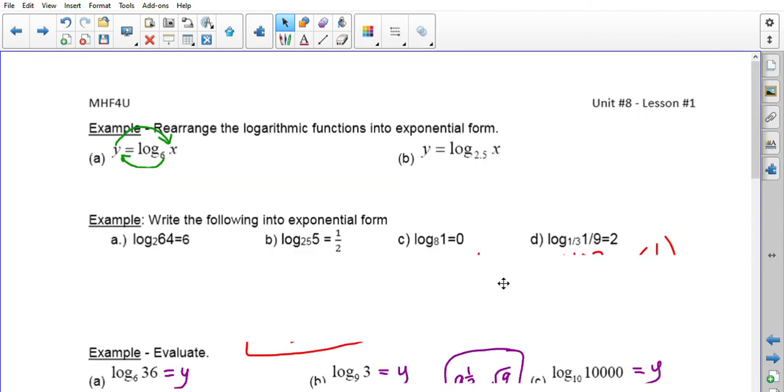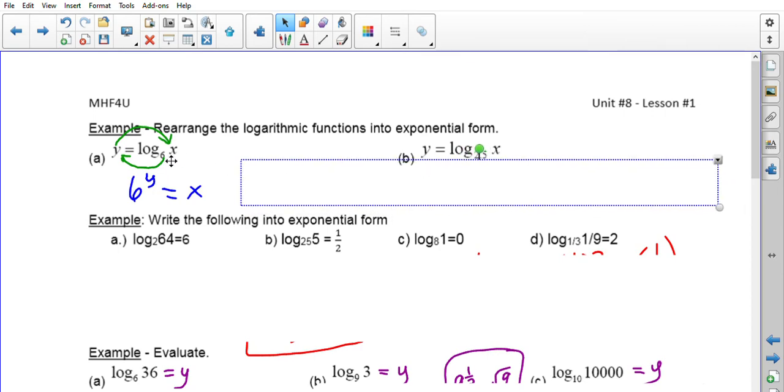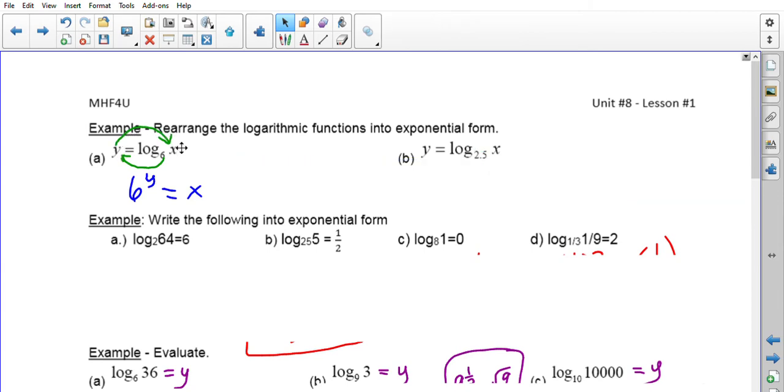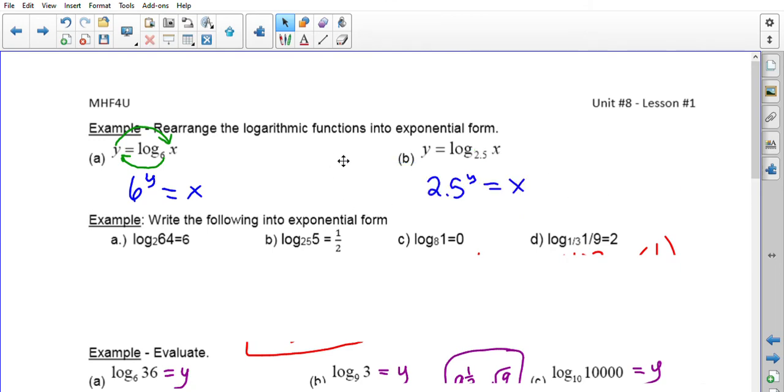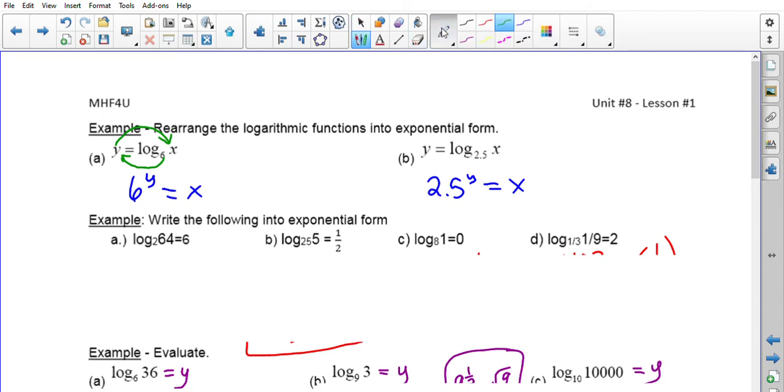All right, let's turn over. So it says rearrange the log functions into their exponential form. This is where you can do that wraparound method. So I always do, okay, 6 to the y must equal x. So do that wraparound. The base to there has to equal the argument. Follow that same method here. That means 2.5 to the y must equal x. So we have just converted from log form to exponential form.